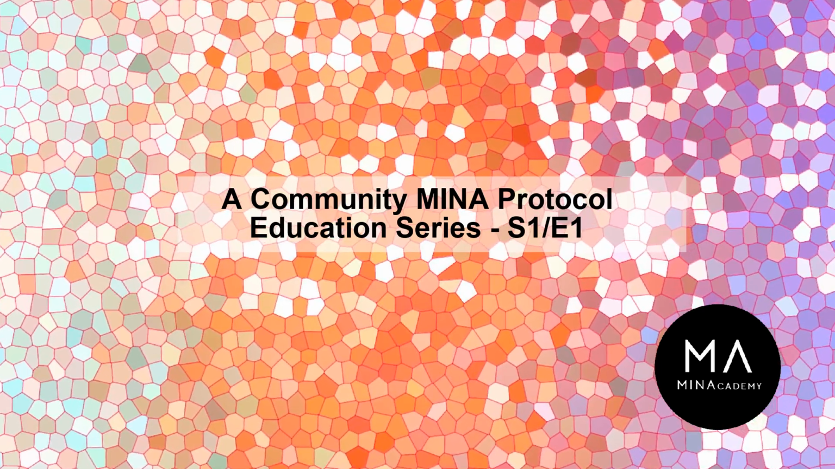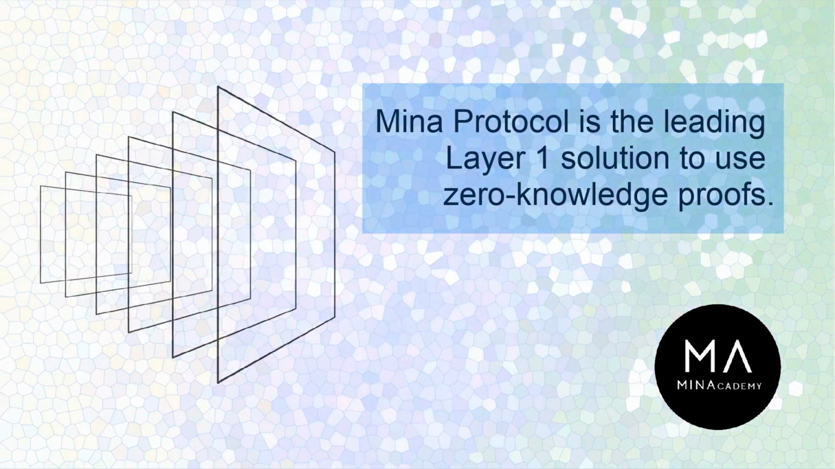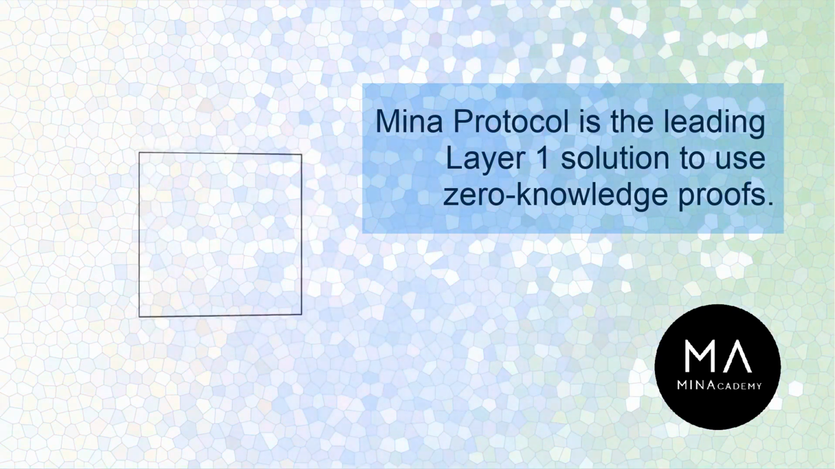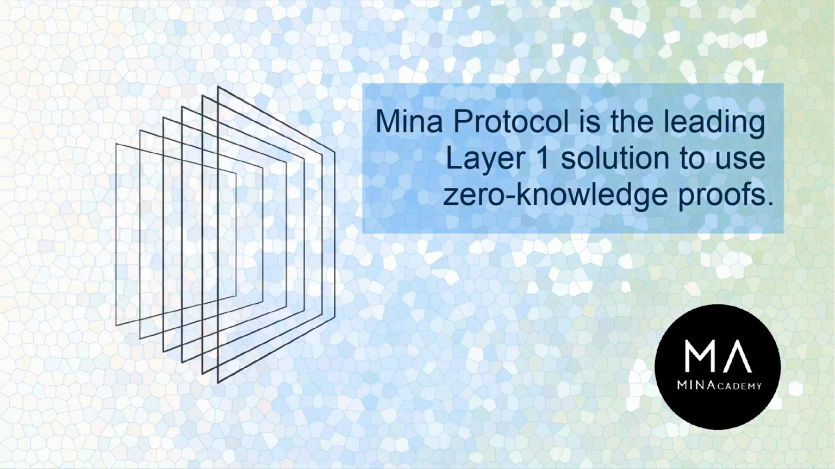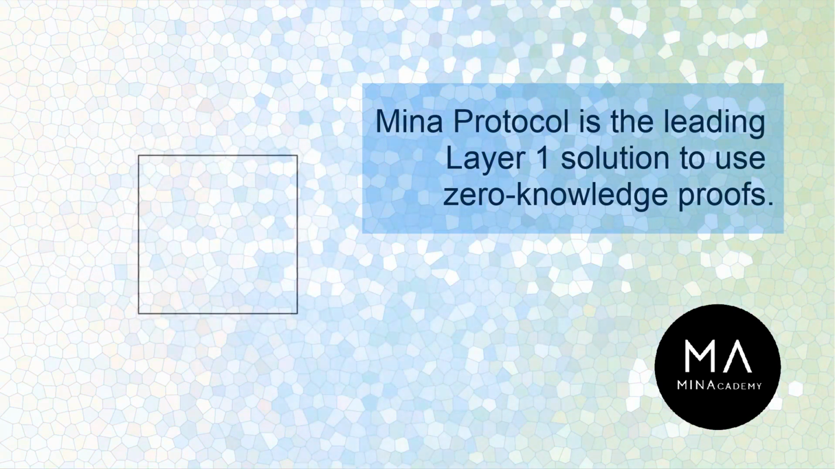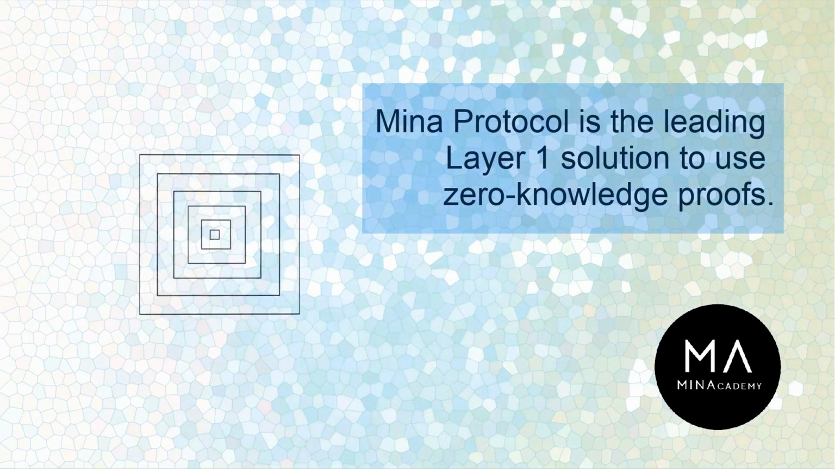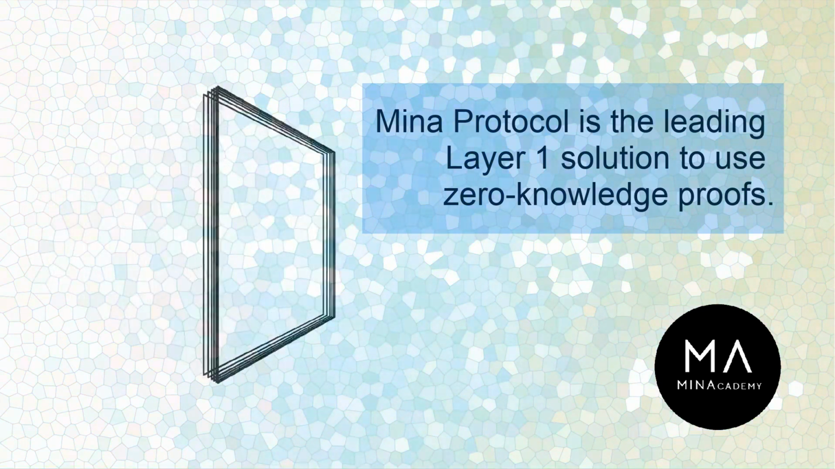If you're brand new to Mina, here's a brief introduction to its technology. Mina Protocol is a Layer 1 blockchain, but what makes it different to other Layer 1s is its use of recursive zero-knowledge proofs. These proofs provide near full node security for under 22 kilobytes, which, as people like to say, is about the same size as a couple of tweets.